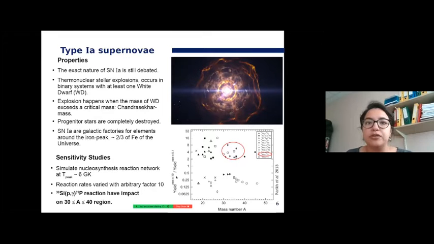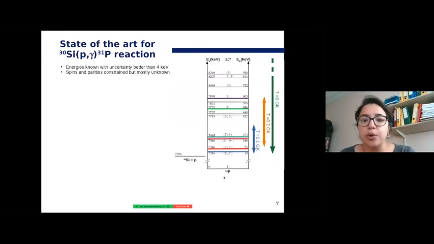We obtain a factor of between 2 to 8 difference in the abundances of elements with masses between 30 and 40, induced by the variation of the silicon-30 (p,gamma) reaction. So this is another good reason to investigate this proton capture. So let's know more about this reaction.